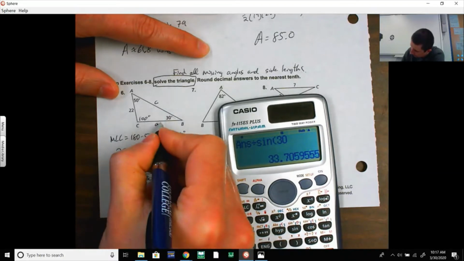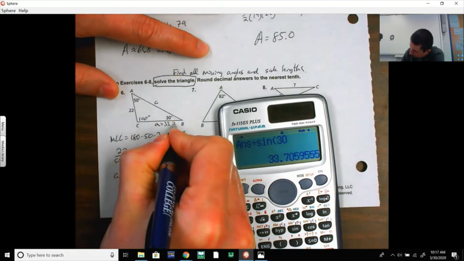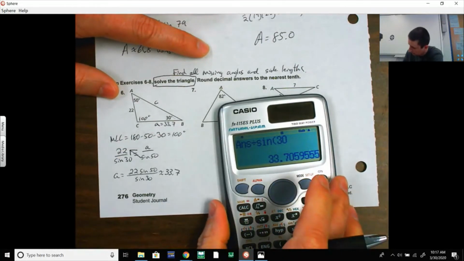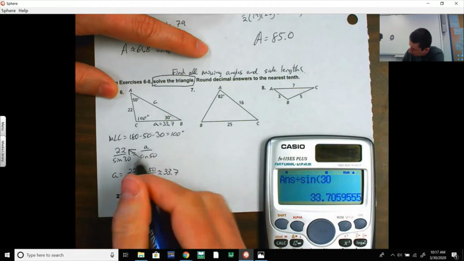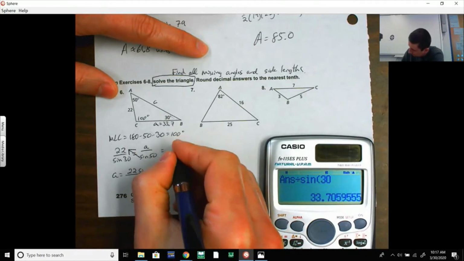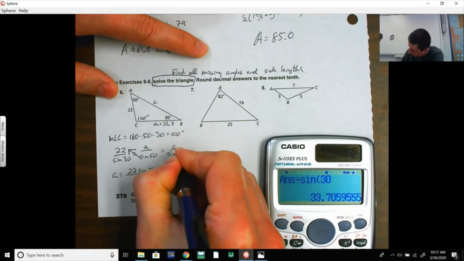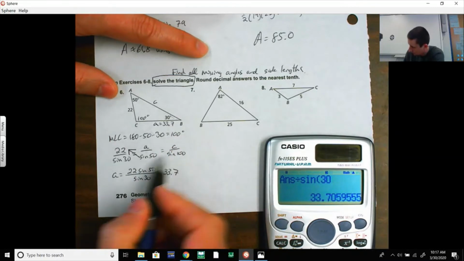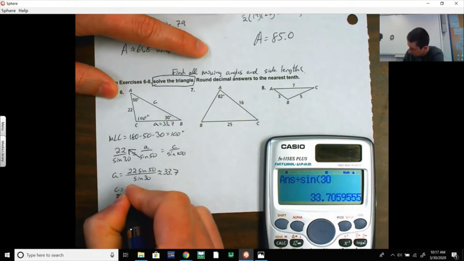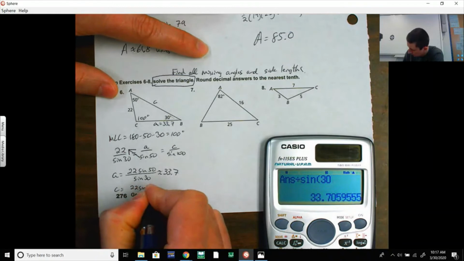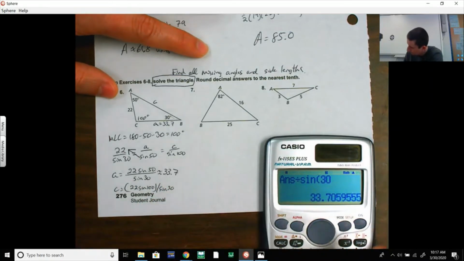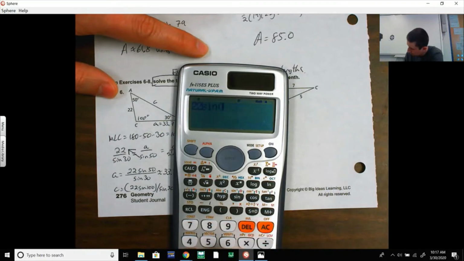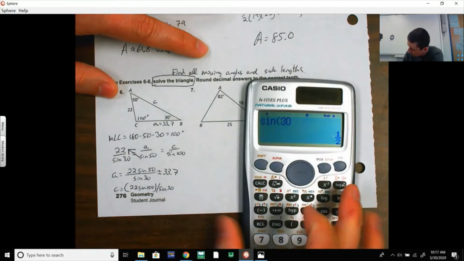Okay, so there's A, 33.7. So now we're going to come back and do the same thing for C. 22 over sine 30 has to equal C over the sine of 100. So same thing, C is going to equal 22 times the sine of 100, divided by the sine of 30. 22 sine 100 divided by the sine of 30, you get 1/2.